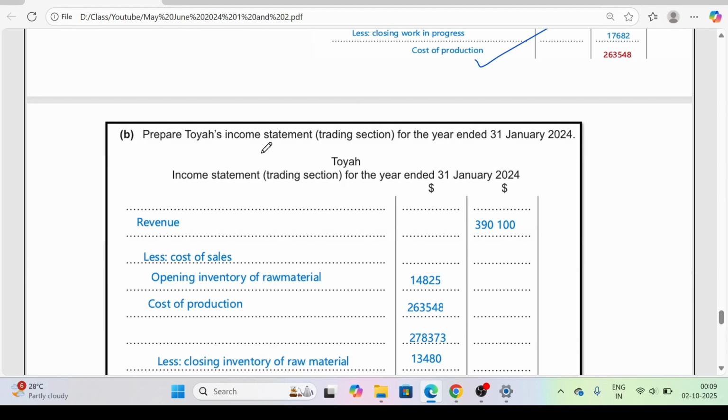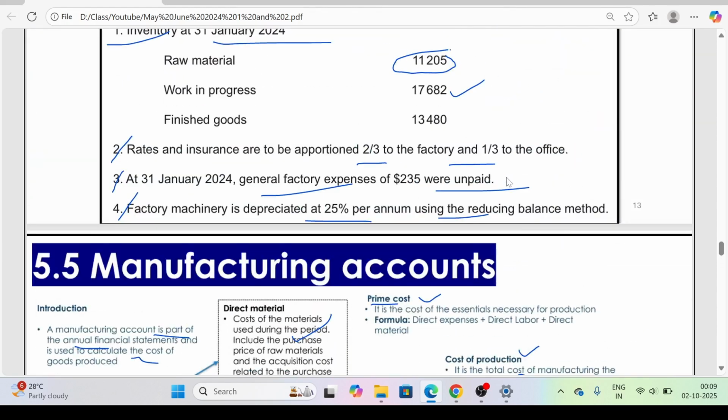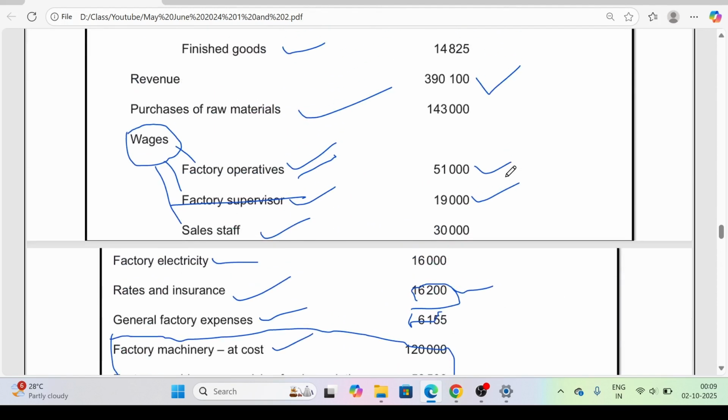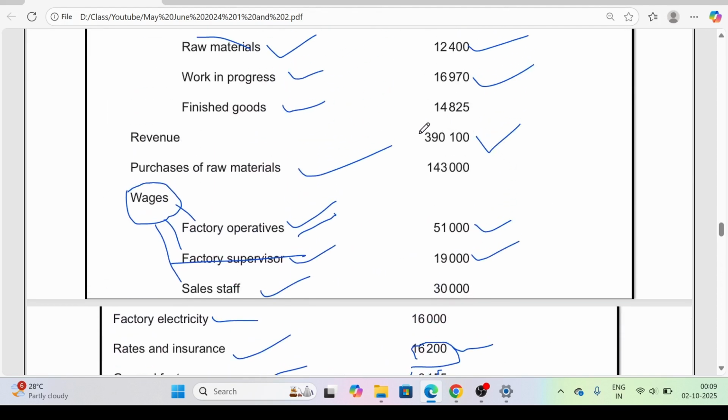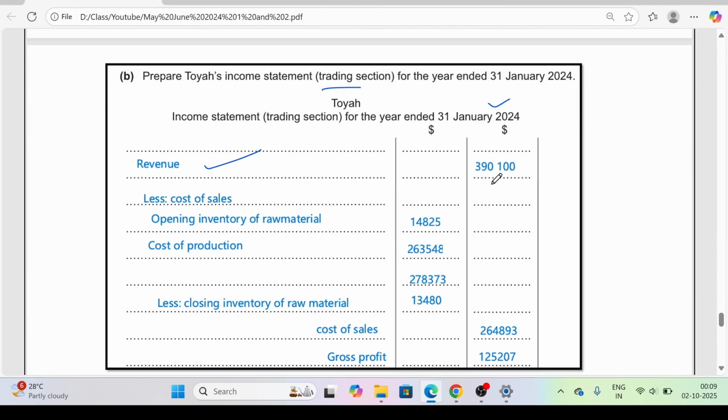So next we are moving to section B. Prepare Toya's income statement. That means only the trading section. They asked for the year ended 31st January 2024. Income statement, you know the format, right? First will be revenue, 390,100. Yes, 390,100 is here. Then is there any sales return? We have to minus. Then in the format, less cost of sales. Opening inventory of raw material. I said, no, only raw material you have to pick.